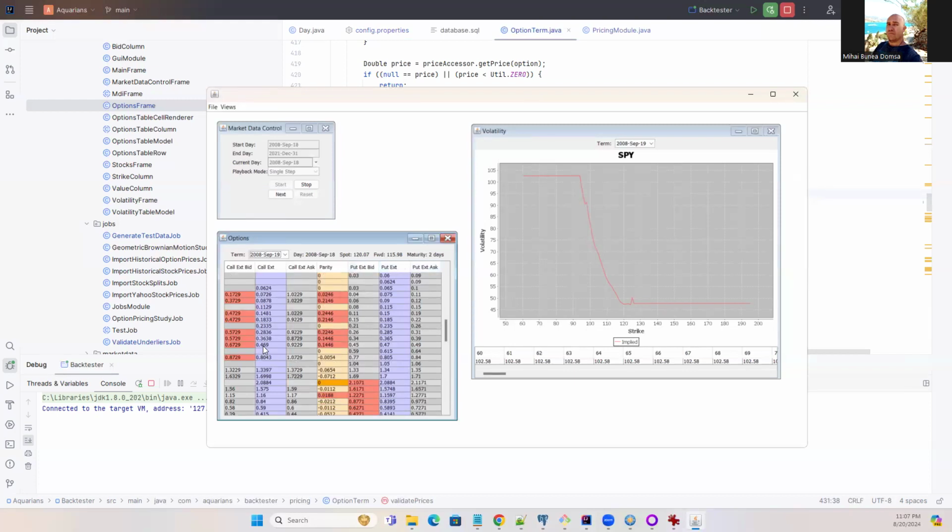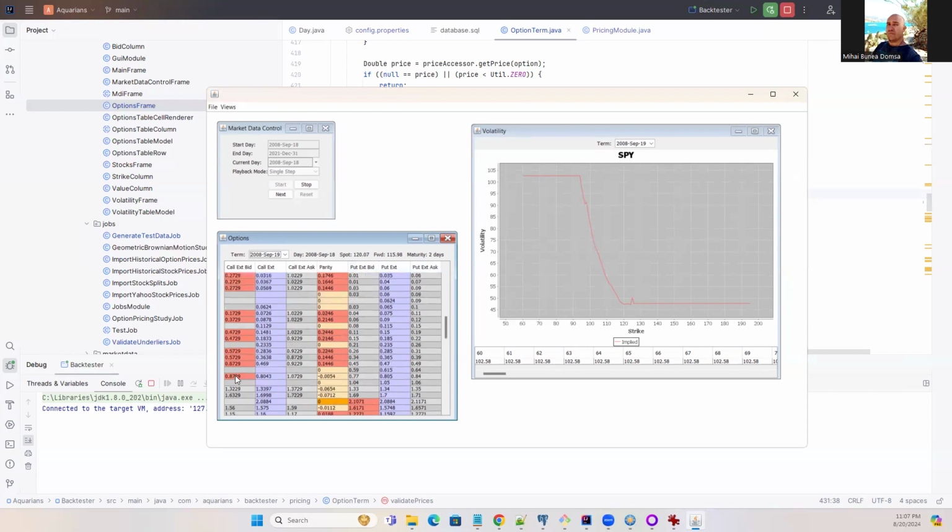The extrinsic values, again, should not be monotone in one direction. They should be decreasing as you move away from the at the money. So let's take a look. 0.8, 0.6, 0.5. So they are decreasing. And suddenly they are increasing here. They decrease up to here, and then they increase.